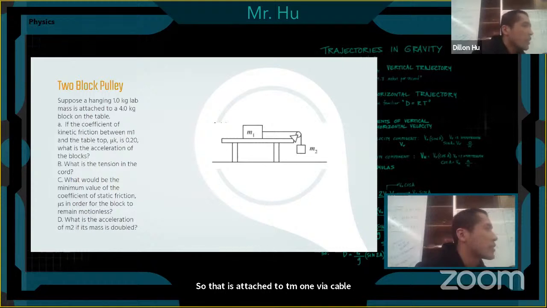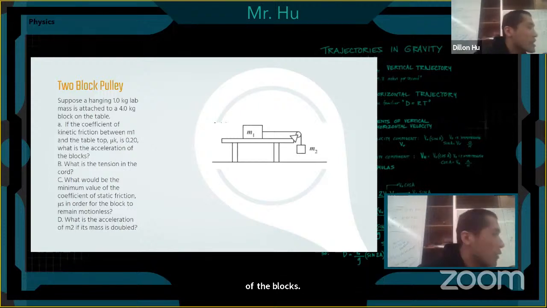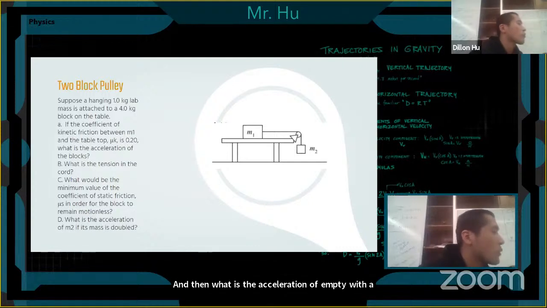If the coefficient of kinetic friction between M1 and the tabletop, mu k, is 0.2, what is the acceleration of the blocks? Then we will need to figure out what the tension in the cord is. Then you will need to figure out what the minimum value of the coefficient of static friction is in order for the block to remain motionless. And then what is the acceleration of M2 if the mass is doubled.